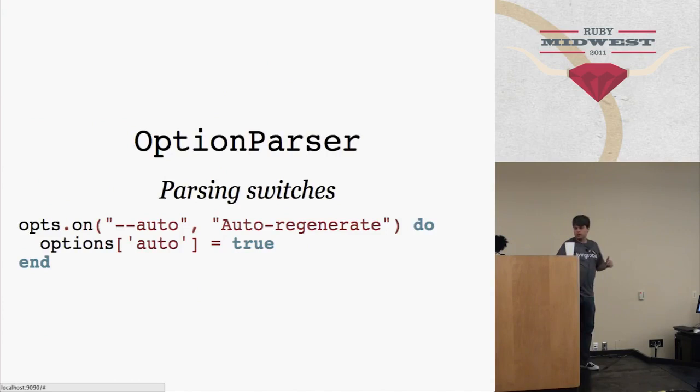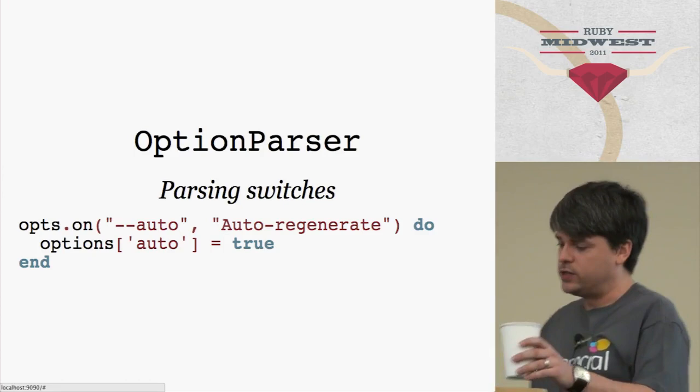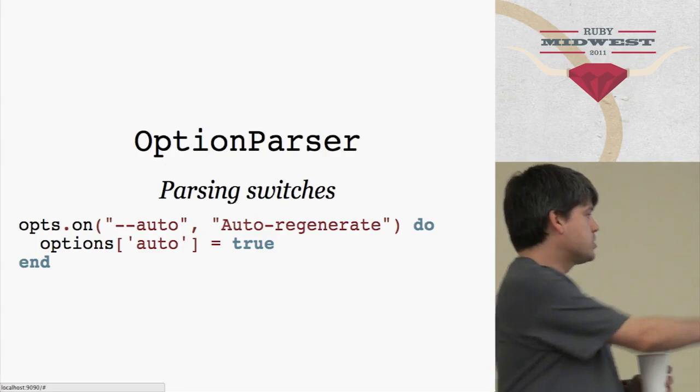You just call a series of calls to the on method, and this says that it'll accept the flag --auto, and its documentation is that it means auto regenerate. The block gets called if the user specifies this on the command line. And here we're just setting an option. You can do whatever you want in there, whatever makes sense.